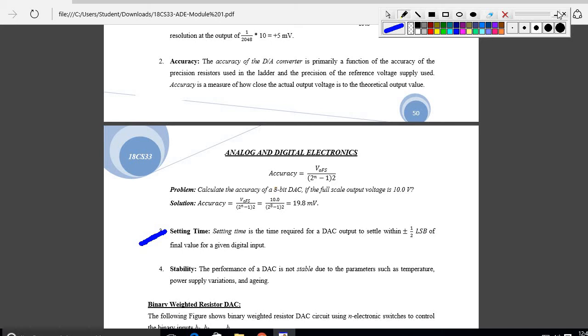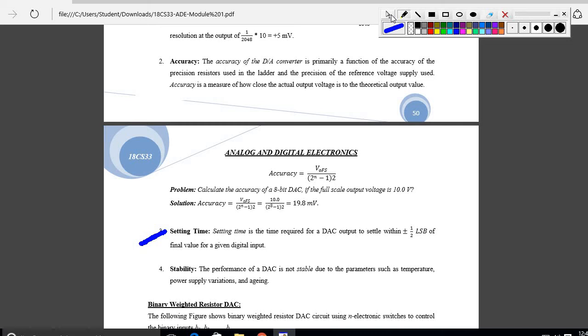Okay, stability. Now the last parameter we have to see is stability. Stability means the performance of the DAC is not stable due to parameters such as temperature and power supply variation; because of these, it doesn't have stability. Is it clear? These are the parameters of the DAC you should remember.